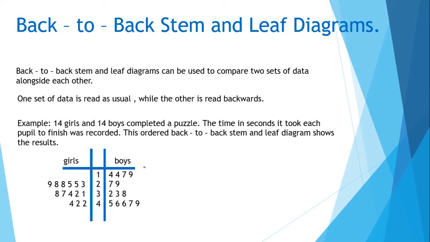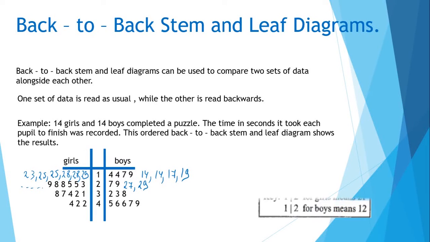So, here, scores for boys are 14, 14, 17, 19, then 27, 29. But for girls, it means 23, 25, 25, 28, 28, 29, and etc. And also remember, include a key.